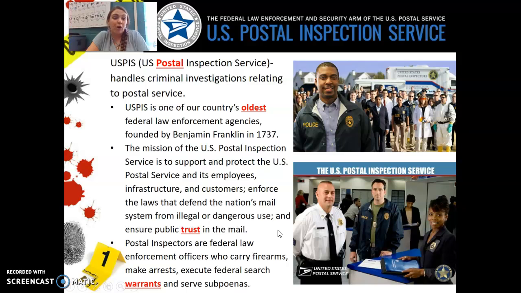It is a whole department, though, just making sure that things that are being shipped and sent through mail are safe and not like people sending each other a bomb.